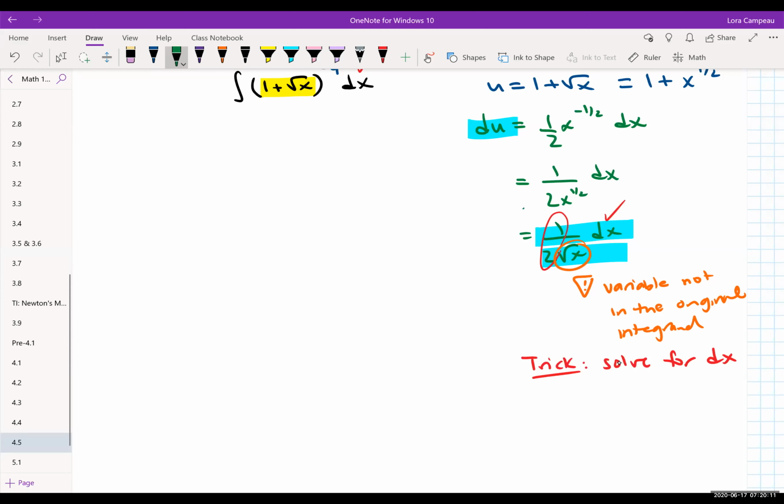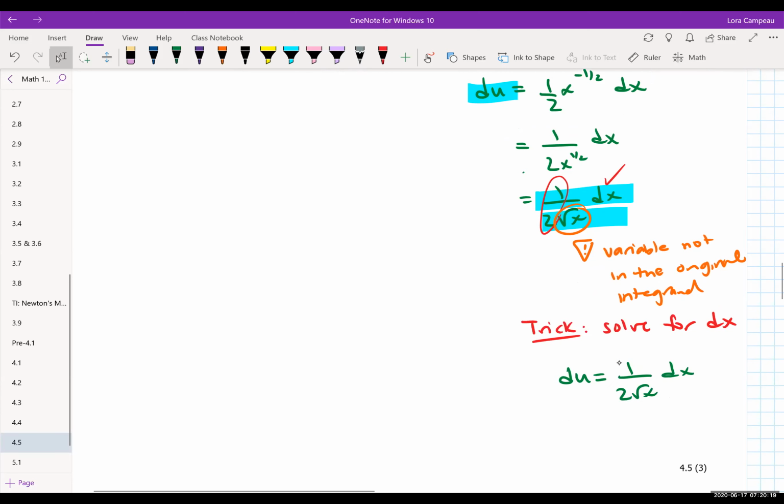Remember, du was equal to 1 over 2 radical x dx. So if you solve for dx, what are we doing? Multiplying by 2 radical x on both sides. And if we do that, we should get dx equals 2 square root of x times du.